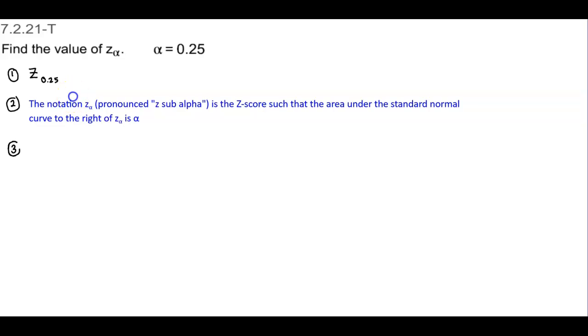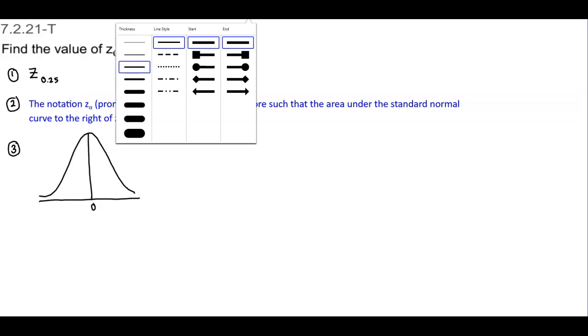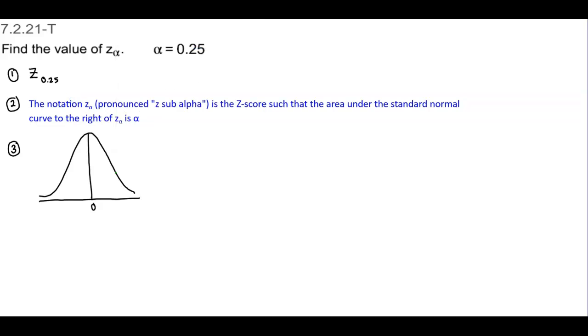So we want to make sure we know how to draw this picture so that we can identify where that area is located. We know that our mean is 0, and what we're looking for is this z-score here. So what is the value of z here, where this area represents 0.25?